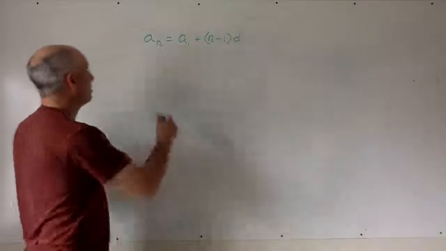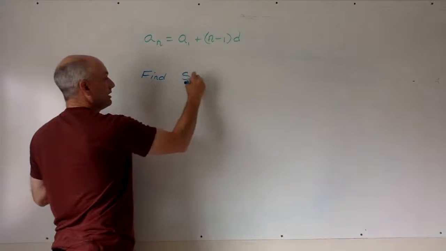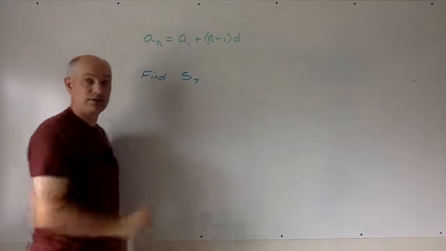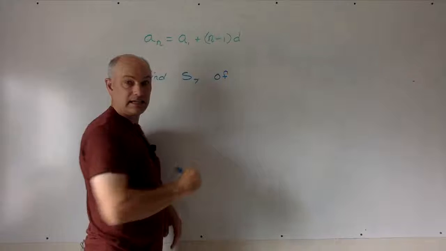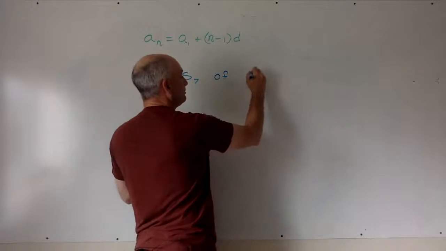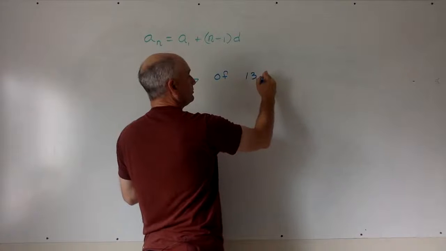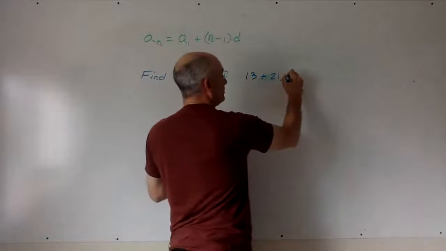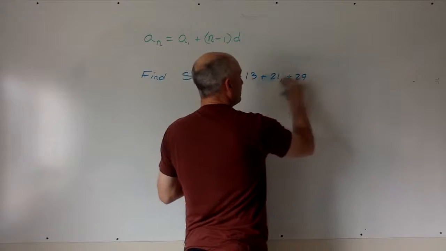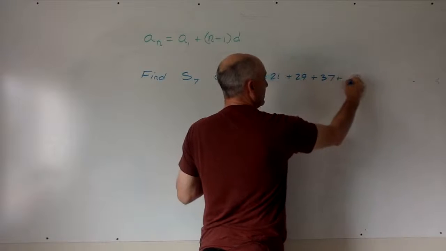Now, we're going to take a look at an example here, where we're going to be asked to find s sub 7. Now again, s sub 7, the sum of the first 7 terms of a series, let's say, that is running 13 plus 21 plus 29 plus 37, and that continues on.